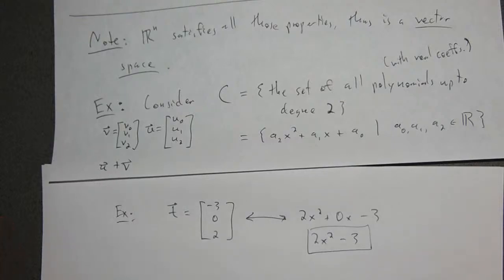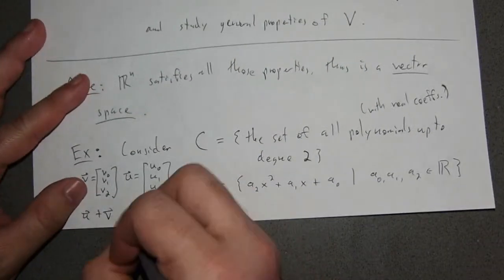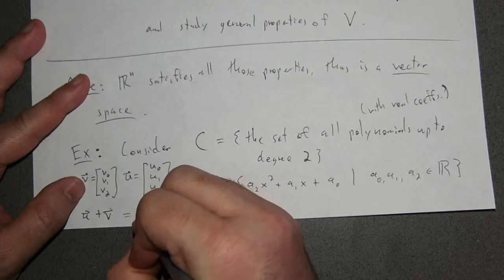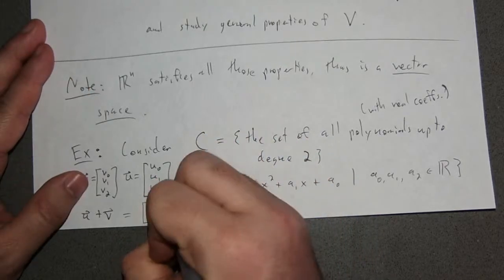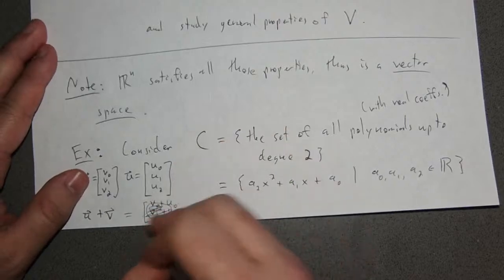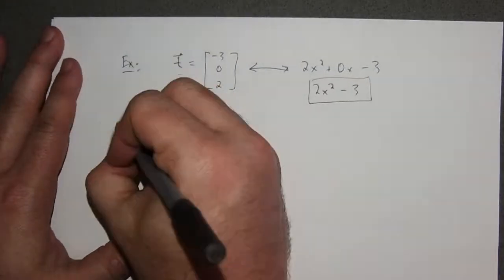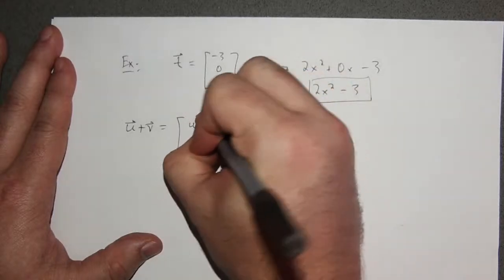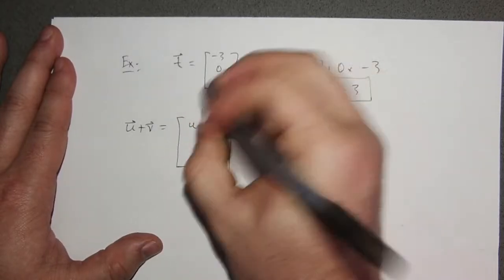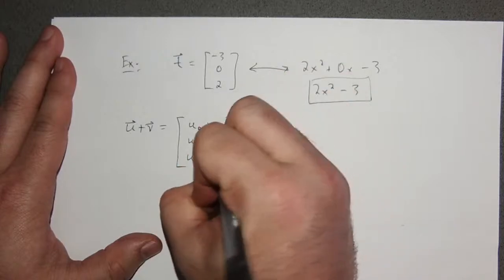Okay. So then how should I define vector sum here? Well, I define it the usual way. Let me write it on this page so that I have more room. If I have two vectors, u and v, and I sum them, what do I get? I would get u0 plus v0, u1 plus v1, and u2 plus v2, right?